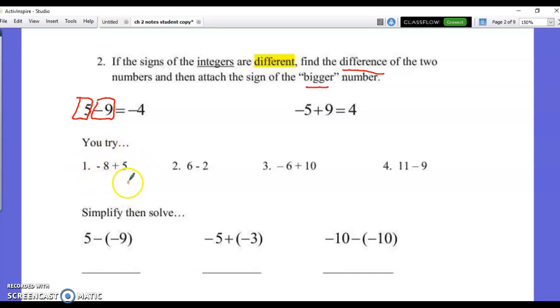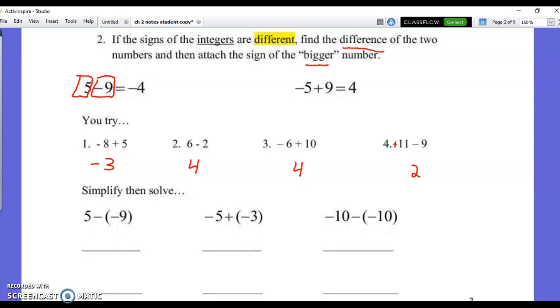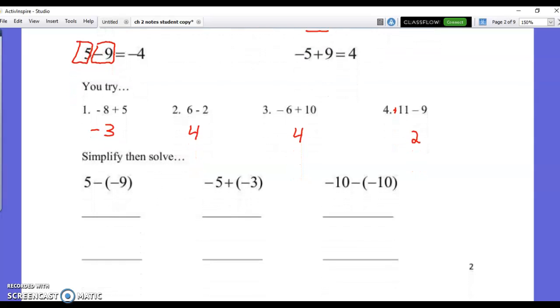All right, so over here, we have a difference. Count up from 5 to 8, 5, 6, 7, 8, so that's 3. The bigger number is 8, so we know it's going to be negative. Here, the bigger number is 6, so we know my answer is going to be positive. And obviously, the difference between 6 and 2 is 4. Over here, we have a negative and a positive, so they're different signs. The difference between 6 and 10 is 4. The bigger number is 10, which is positive, so it's a positive 4. Over here, I have an 11 and a 9. The difference between 11 and 9, because again, this is a positive 11, would be 2. The bigger number is 11, so it would again be positive 2. So that's the rule with adding and subtracting integers like that.